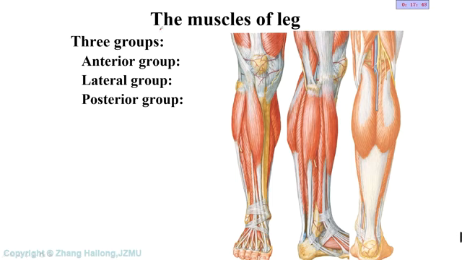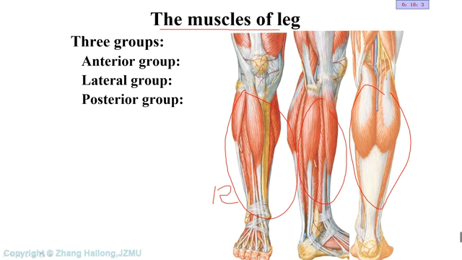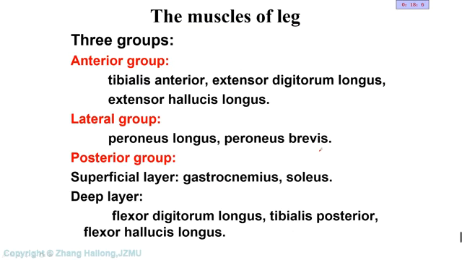Okay, now let's see the muscles of your leg. This is the right leg. In front is the anterior group, on the back is the posterior group, and on the lateral side is the lateral group. Anterior, lateral, and posterior. Now, let's see them one by one.